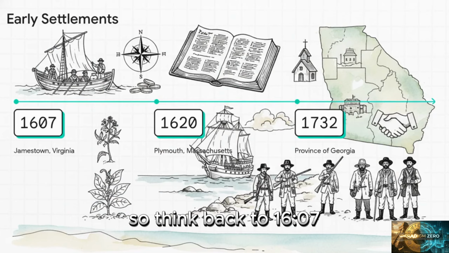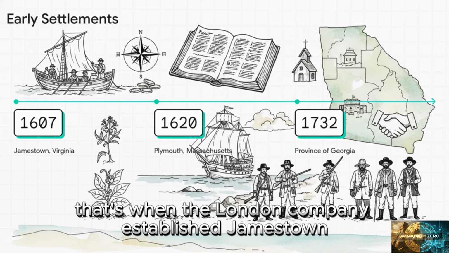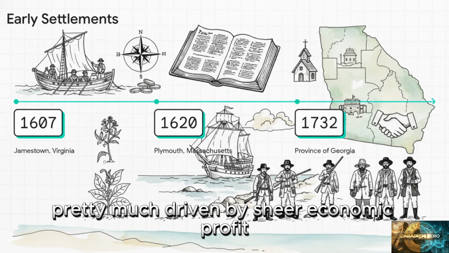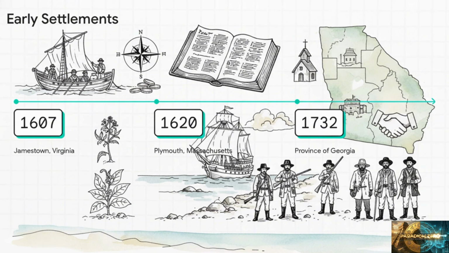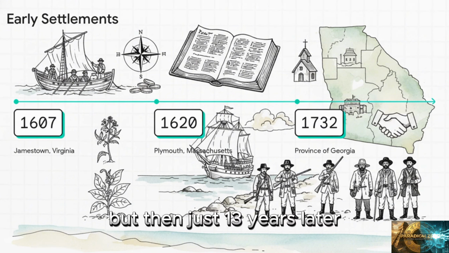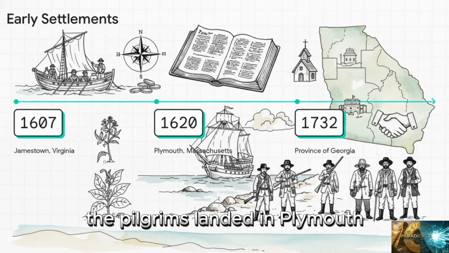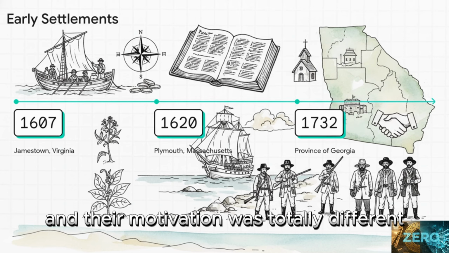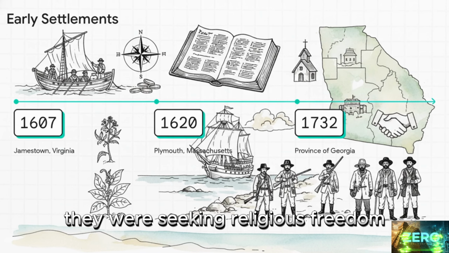So think back to 1607. That's when the London Company established Jamestown, which was a settlement pretty much driven by sheer economic profit. They were there to make money. But then, just 13 years later, the Pilgrims landed in Plymouth, and their motivation was totally different. They were seeking religious freedom.